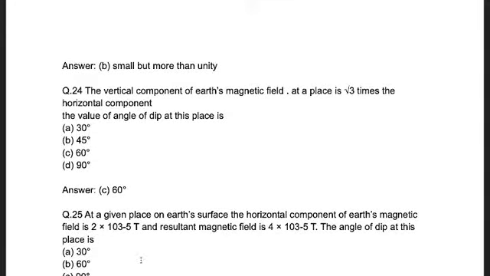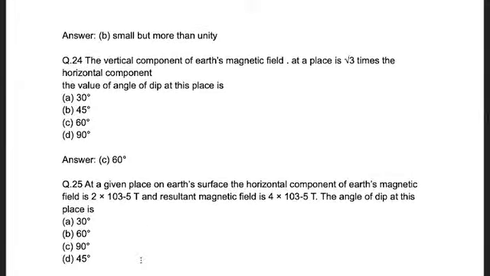Question number 25. At a given place on Earth's surface, the horizontal component of Earth's magnetic field is 2 × 10^-5 T. The resultant magnetic field is 4 × 10^-5 T. The angle of dip at this place is A. 30 degree, B. 60 degree, C. 90 degree, D. 45 degree. Correct. The answer is B. 60 degree.